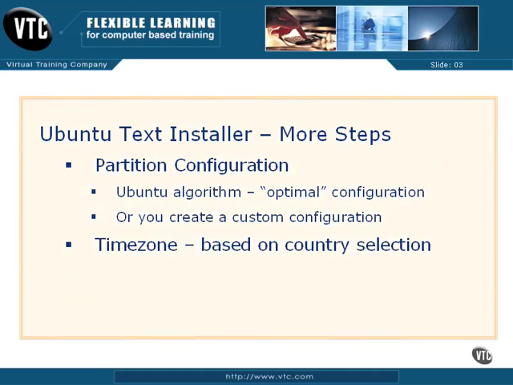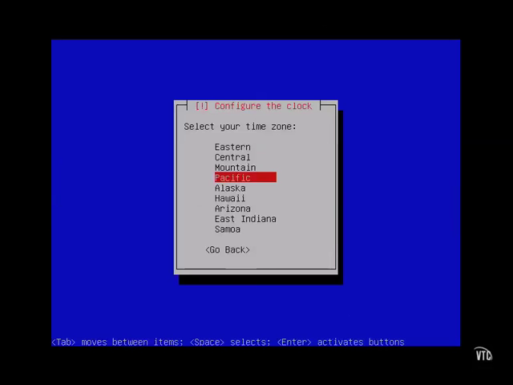The next major decision is associated with partitioning. The guided options associated with partitioning determine an optimal partition configuration, but I discuss that in more detail in another video. Next, you can select a time zone, and the list of available time zones depends on the country selected during the beginning of the installation process. If you're in a different time zone, you'll have to wait until after installation is complete to change your system to reflect that.